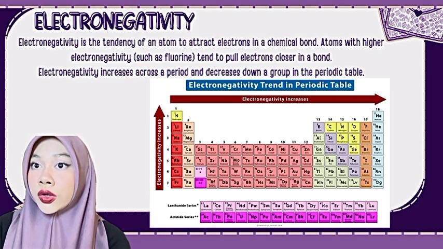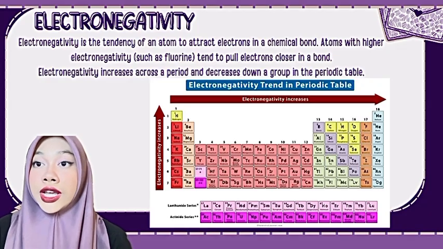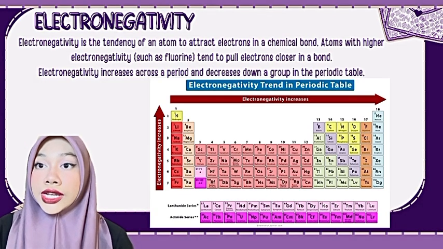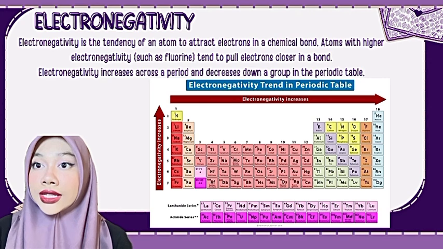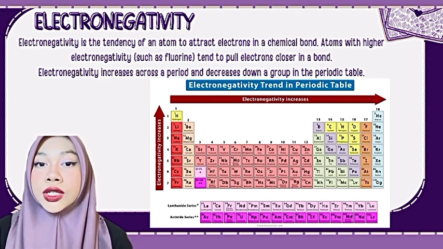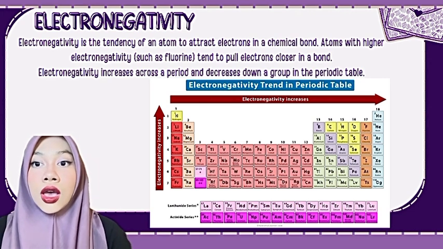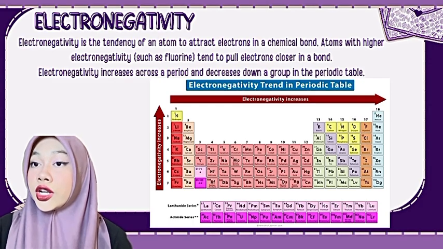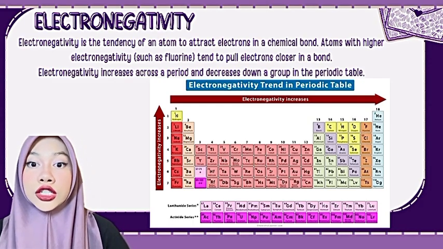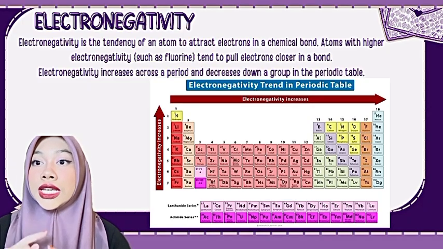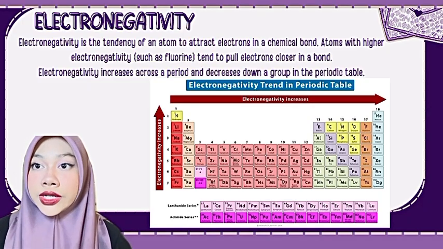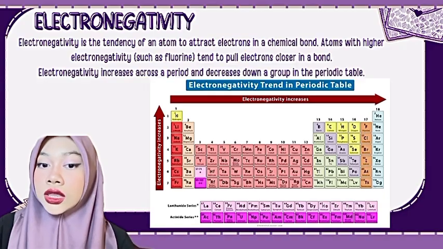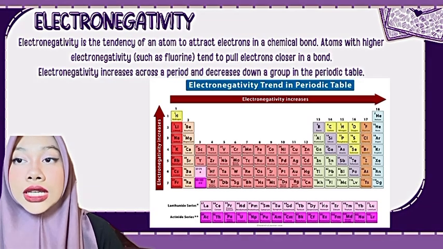The next thing we are going to learn about is electronegativity. Electronegativity is the tendency of an atom to pull electrons in a chemical bond. Atoms with higher electronegativity tend to pull electrons closer to them in the bond. Electronegativity increases across a period and decreases down a group in the periodic table.